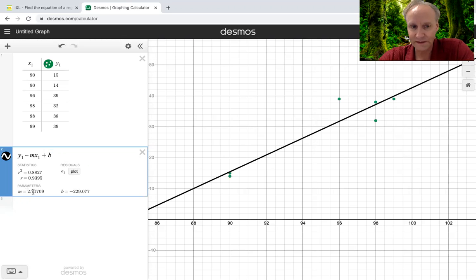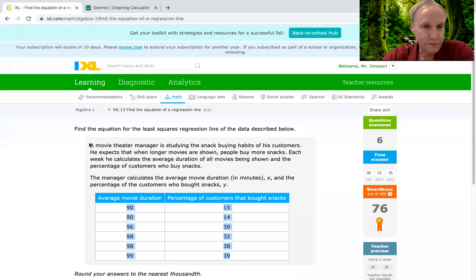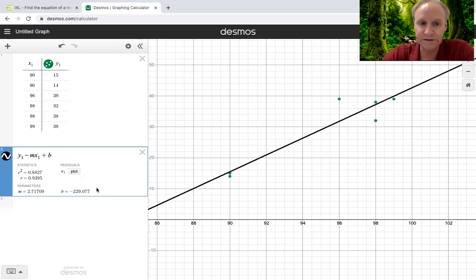This slope of basically 2.717 is almost exactly 3. For each minute that the movie goes up in time, we expect to sell 3 more snacks. So put in lots and lots of previews, which seems to be the case, doesn't it? So let's go back and put it in. 2.717. This kind of information is the information that data analysts actually give businesses.